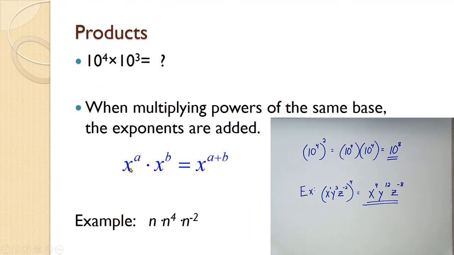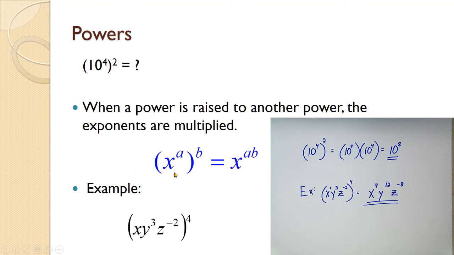Now be careful, because that rule is often confused with our first property. Notice that our first property says we have the same base multiplied, but the exponents are different. And so we add those exponents. But in this property, we have a single base raised to a power with another power on top of it. And in that case, the exponents get multiplied.